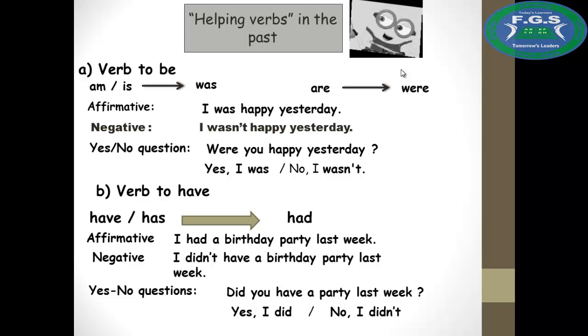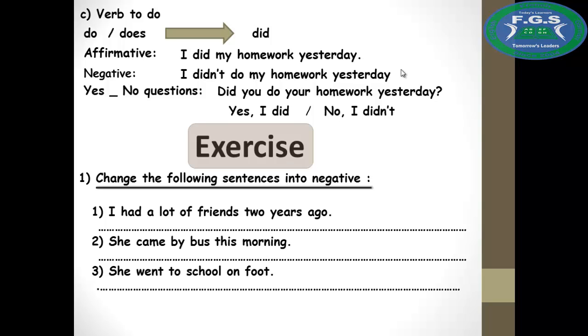In negative, we'll say, I didn't have a birthday party last week. For yes or no questions, we can say, did you have a party last week? And when you answer, you can say, yes, I did, or no, I didn't. That's okay? Number C, verb to do.